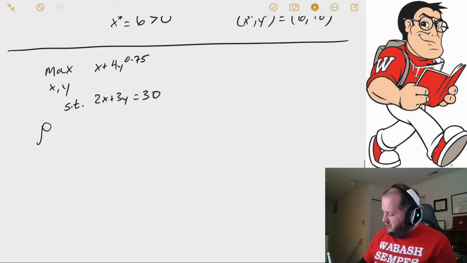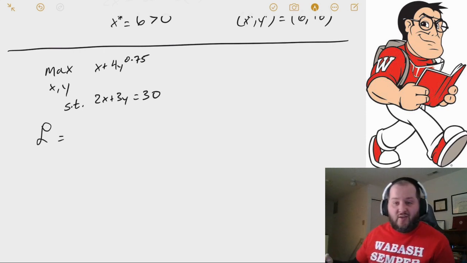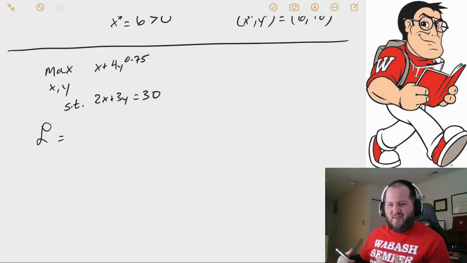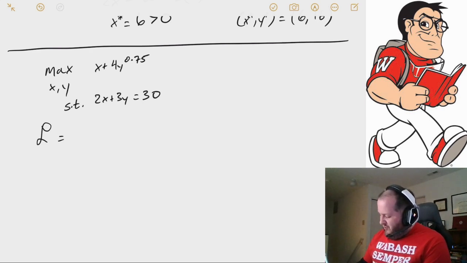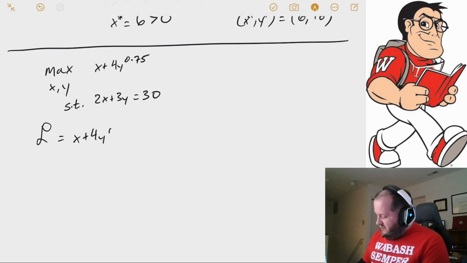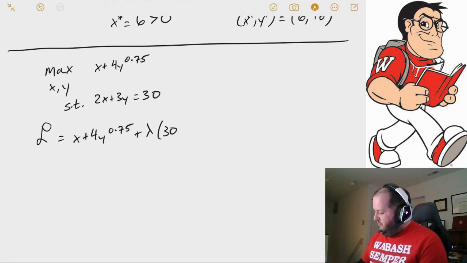Okay, Lagrangian time. I'm going to go through this quickly because you're going to see that a whole bunch of this is going to be exactly the same. In fact, only one number is going to change. So I'm going to go real quick. x plus 4y to the 0.75 plus lambda times 30, that's the only number that's changed, minus 2x minus 3y.